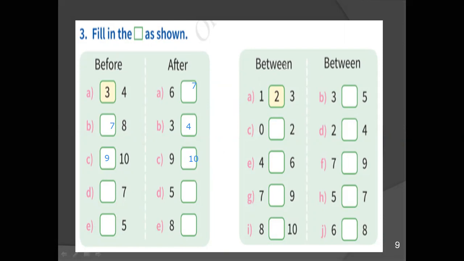Okay. Now between numbers 1, 2, 3. Between 1 and 3, what is there? 2. Yes, between 1 and 3, 2 is there. Now between 0 and 2, what is there? 1 will be there. Between 3 and 5, what will come? 4. Yes. Between 2 and 4, what will come? 3. Okay, children, you understood how to write between numbers? See, E sum, F, G, H, I, J will be your homework. Okay.